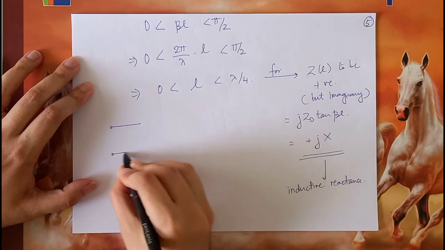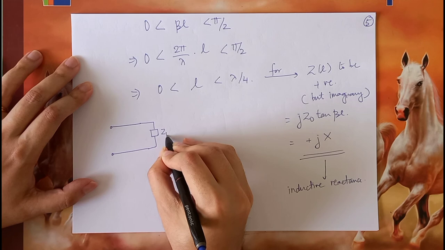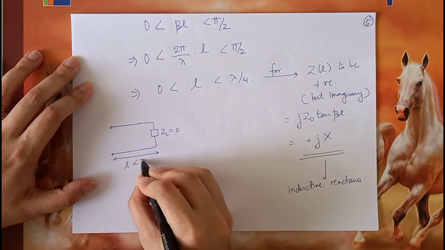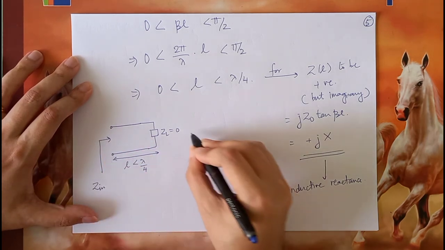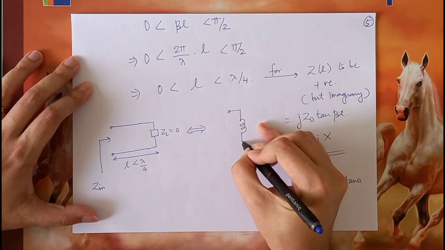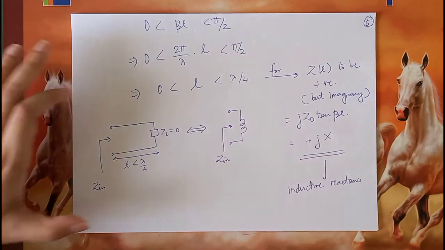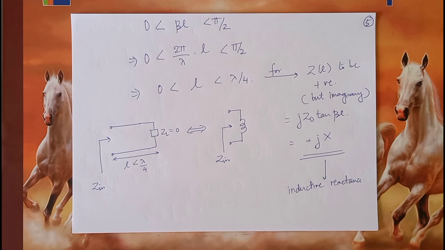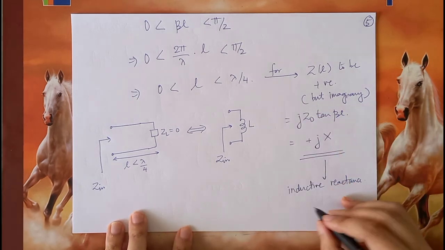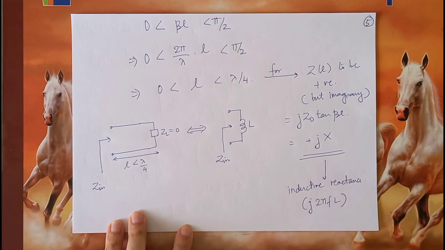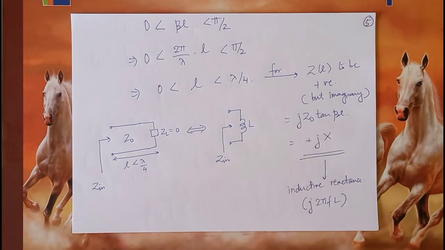So this is what I mean. This is exactly the same as an inductor. What we are doing is effectively realizing something like j 2 pi f L, where L is the inductance. We are making a transmission line behave like an inductor. You may question, what is the big deal about this? We already have inductors, very easily available. Then why do we need to realize inductors using transmission lines?